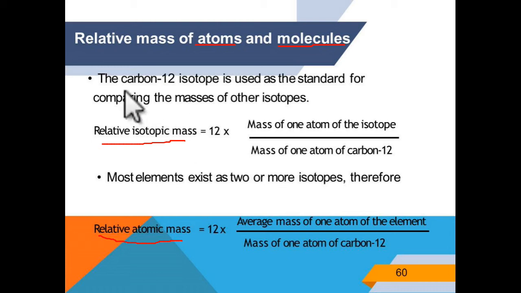Why do we take carbon-12? There are certain reasons. First of all, it is the most abundant element, easy to find, and also it is more stable. It is very stable, and also it can react with most of the substances. Before carbon-12 was taken as a standard, scientists did have other elements.